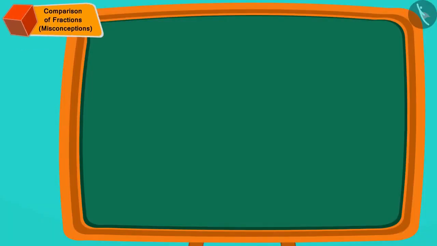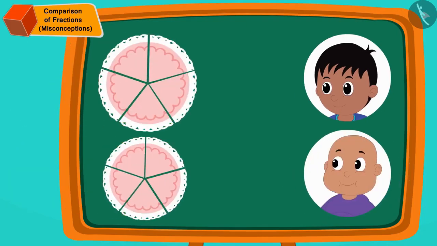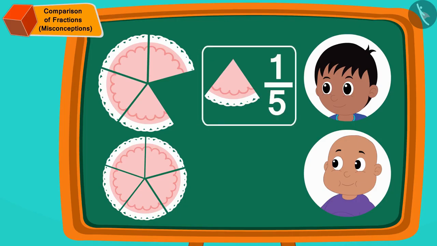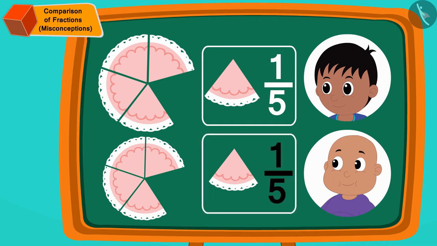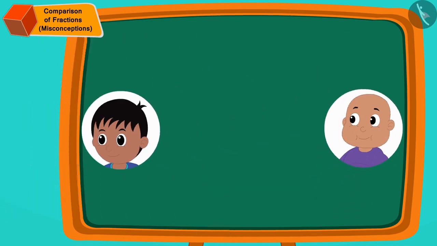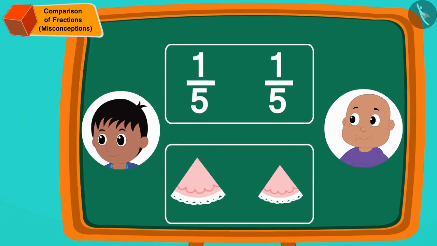Let us first look at the cake that Raju and Bablu got in the form of fractions. Raju got 1 piece out of 5 equal pieces of Appu's cake. Hence, Raju got 1/5 part of Appu's cake. Bablu got 1 piece out of 5 equal pieces of Chanda's cake. So, Bablu got 1/5 part of Chanda's cake. The fractions of the cake that Raju and Bablu got are the same. But, is the amount of cake they got also the same?